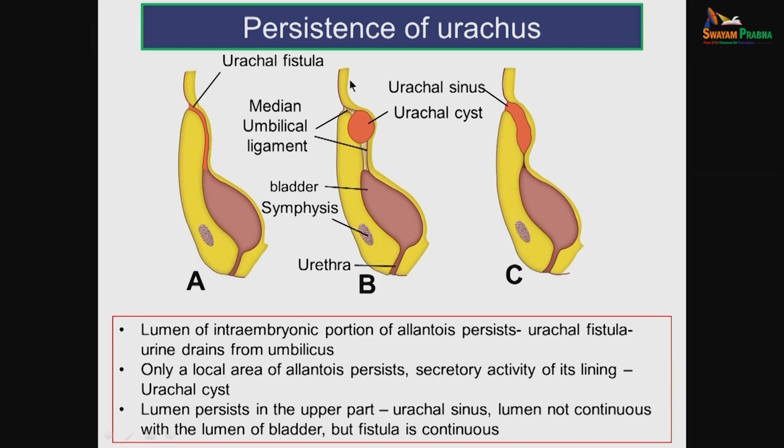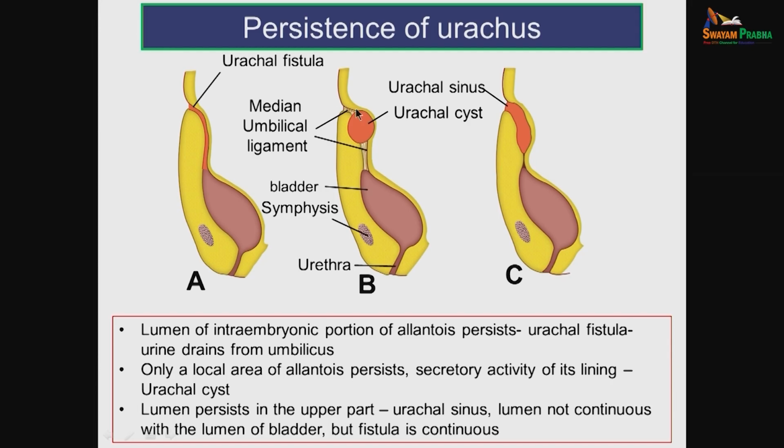The picture in the middle, picture B, shows a cyst in the middle. Only a local area of allantois persists, and there is going to be secretory activity in it from the lining, and hence there is cyst formation. This is called urachal cyst. You can see the cyst here. It's because only the local area of allantois is persisting.